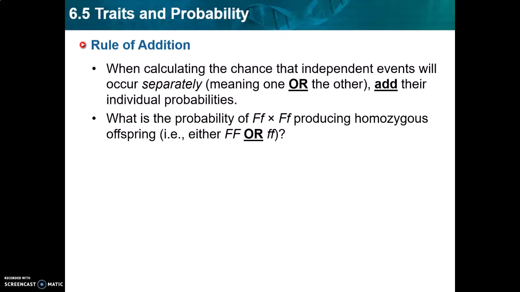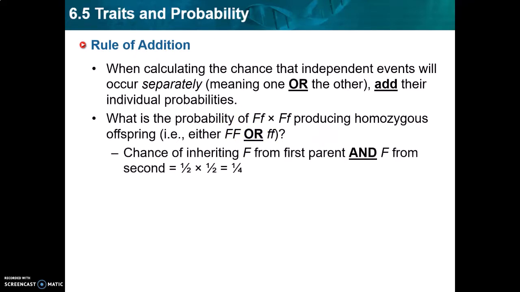So an example here that is, again, a very simple example that you can do easily with Punnett squares is, what is the probability of heterozygous crossed with heterozygous parents producing homozygous offspring? Now remember, there's 2 ways you can be homozygous. You can either be capital F, capital F, or lowercase f, lowercase f. So we have 2 different ways that we could satisfy the requirements of the question. And they don't have to happen simultaneously. That means we can take the probability of each one separately and add them together.